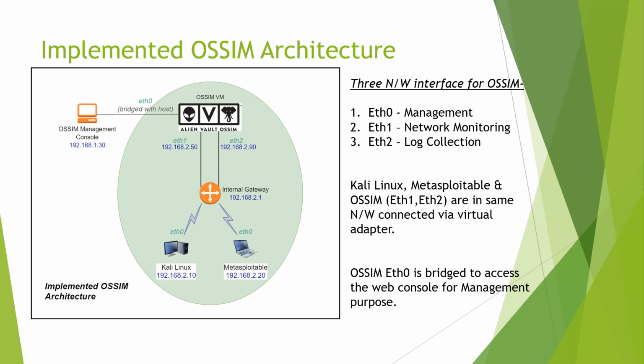We have given three interfaces to OSSIM. One is bridged with host, which is used for the management console, through which we can log in and keep track of each and every event. The other two interfaces are used for log collection and network monitoring. All the three machines are connected with each other by the virtual adapter which we have configured, which is acting as an internal gateway.